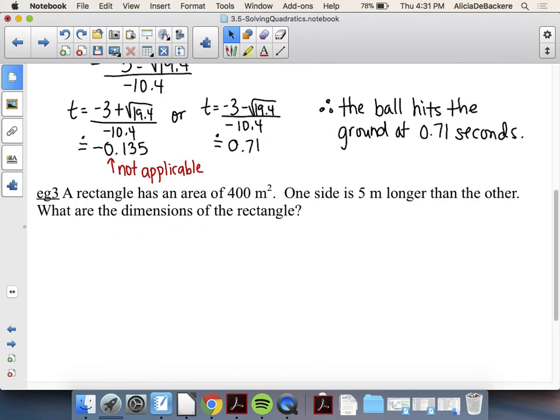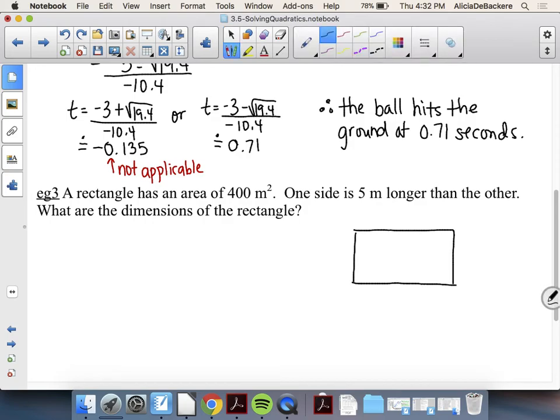All right, our next word problem is about a rectangle that has an area of 400 meters squared. It says one side of the rectangle is 5 meters longer than the other side. What are the dimensions of the rectangle? So I've got a rectangle, and it might always help for us to draw a picture of this. Now, kind of like our fencing questions, we don't want to have two different variables here. I'm going to leave a space here and come back and write some stuff up there.